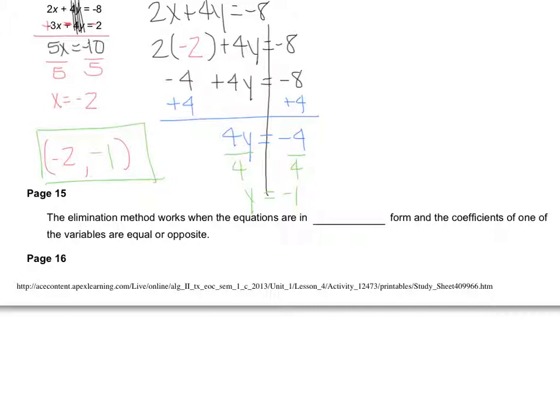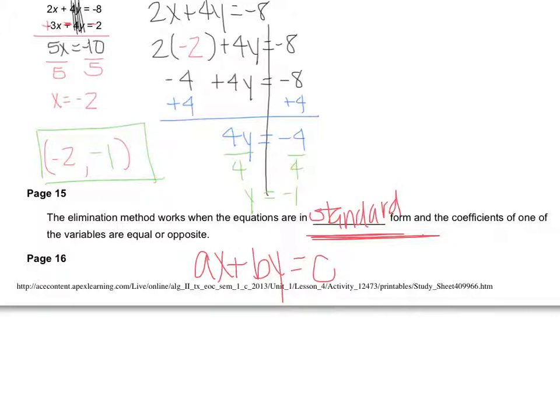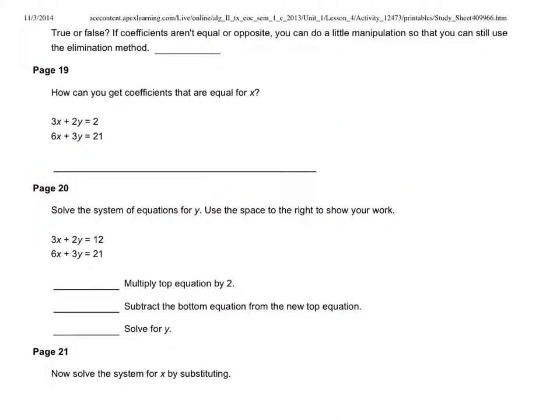So for the page 15 section, it says the elimination method works when the equations are in standard form and the coefficients of one of the variables are equal or opposite. When they're talking about standard form, that means it's written in the form ax plus by equals c. This is what we call standard form, where x and y are on the same side. So true or false, if the coefficients aren't equal or opposite, you can do a little manipulation so that you can still use the elimination method. That is in fact true.